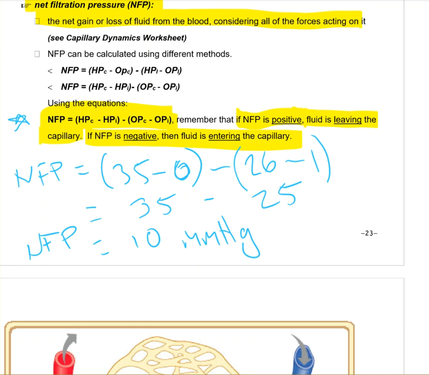All right, so what did it just say? If the NFP is positive, fluid is leaving the capillary. So the net filtration pressure in this capillary bed is positive, which means that fluid leaves out of the blood capillary into the interstitium and eventually into the tissues. All right? Does that make sense?